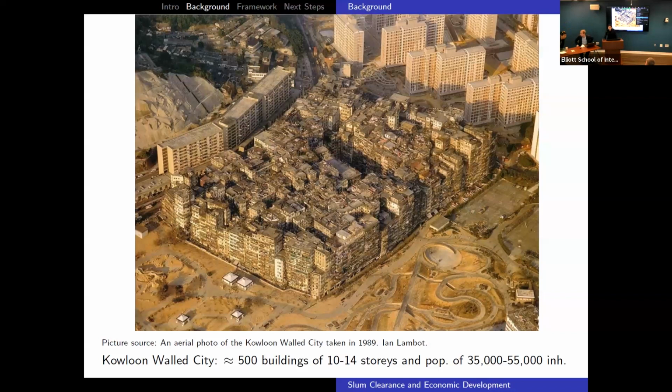Okay. So that will make sure everyone saw the Kowloon Walled City.